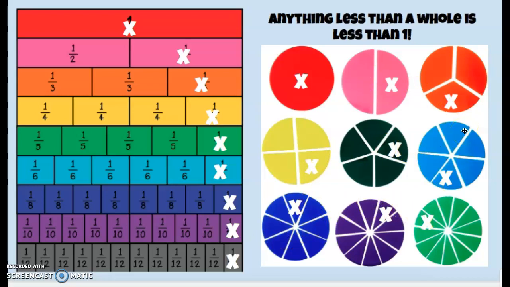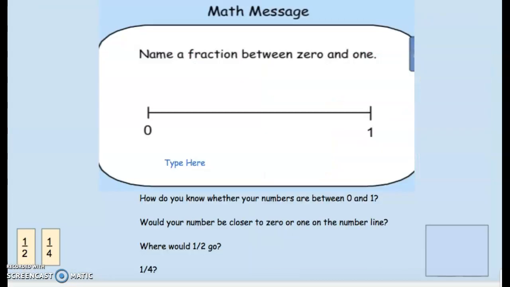You'll notice that all of the unit fractions, that's any fraction that is 1 over something, are all less than 1, as well as 1/2, 1/3. Use this information to help you come up with a fraction between 0 and 1 if you haven't done so already. Perfect. Let's try to figure out where some other fractions would go.